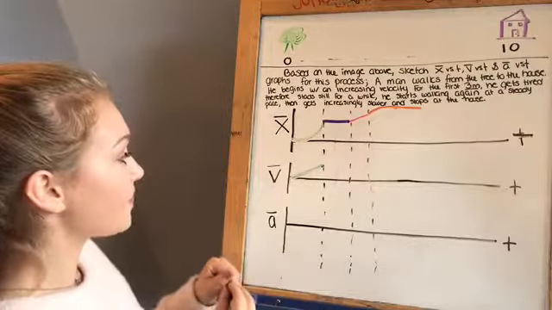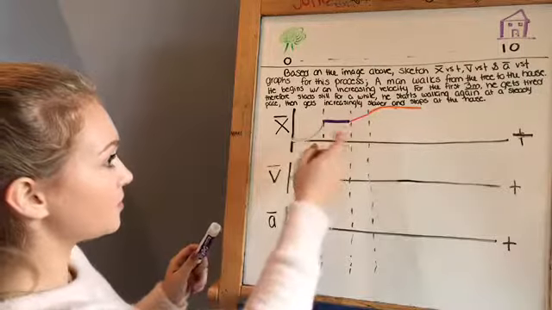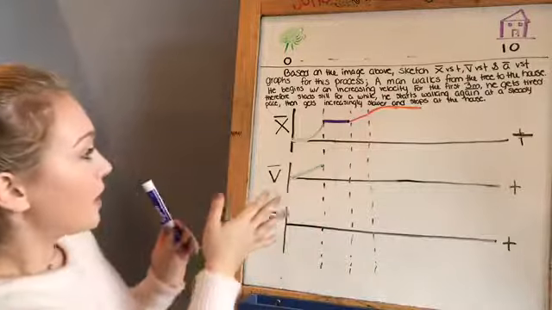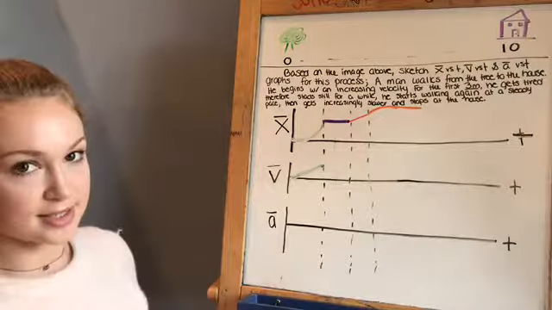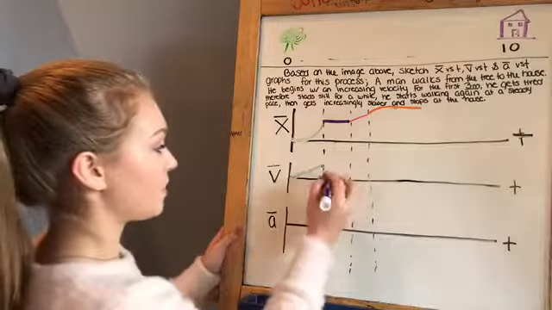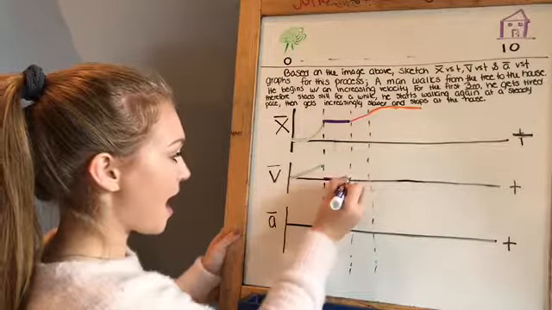Next, we want to look at the time he stands still. So he's not moving at all. Therefore, there can be no velocity. Because he's not moving, there's no speed at which he can be moving. Therefore, we know that velocity is going to be at 0.